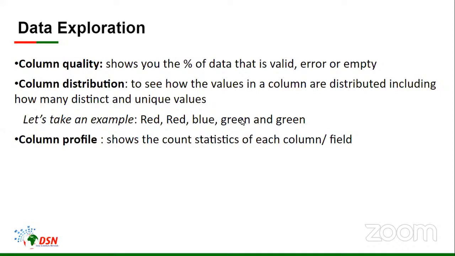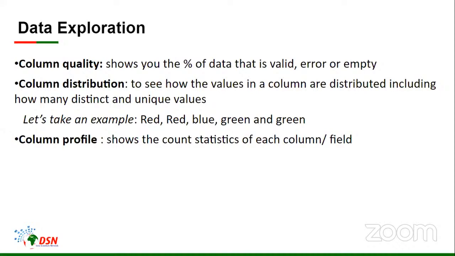So this is to tell you that I have 3 distinct values here: red, blue, and green. So it's counting red and green just once, even if they are repeated. And then unique values are a count of values that appear just once. You can see on my screen here, blue is the only value that appears just once. So blue is a unique value.